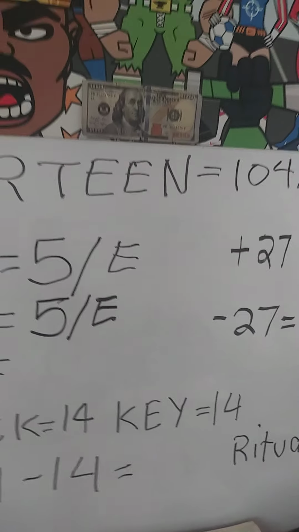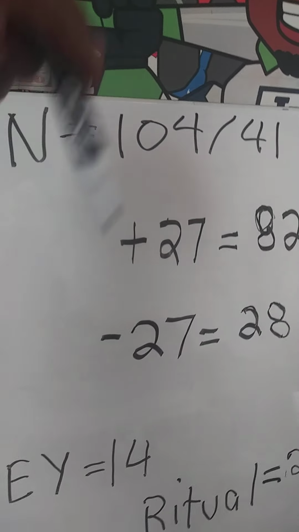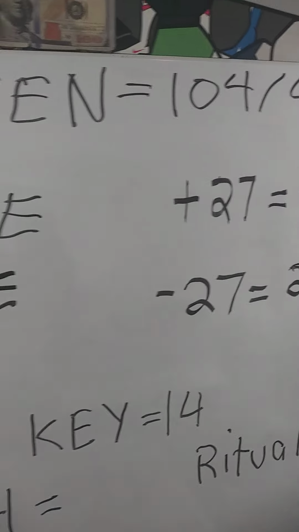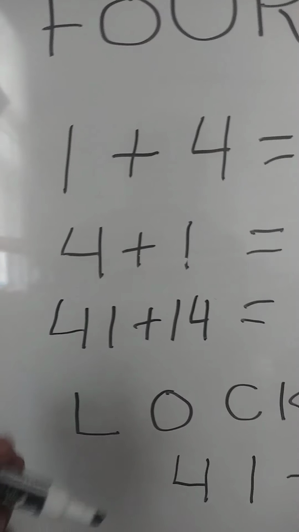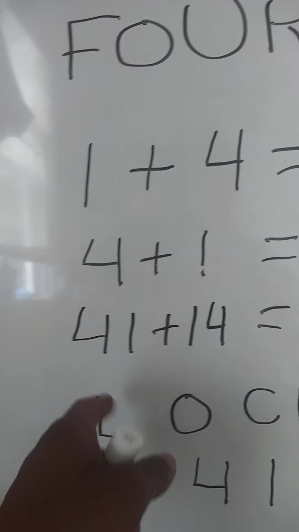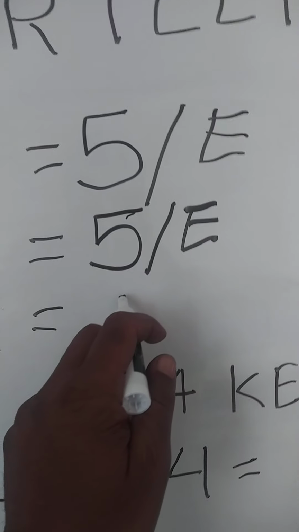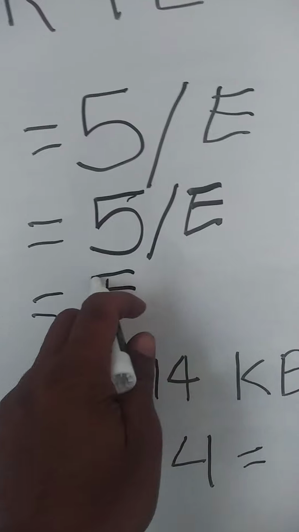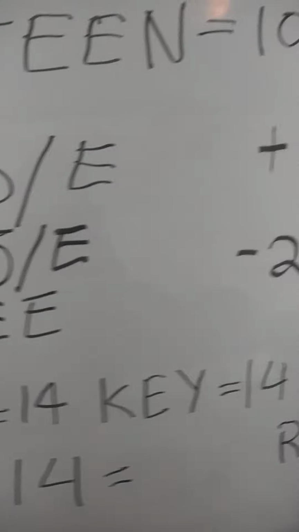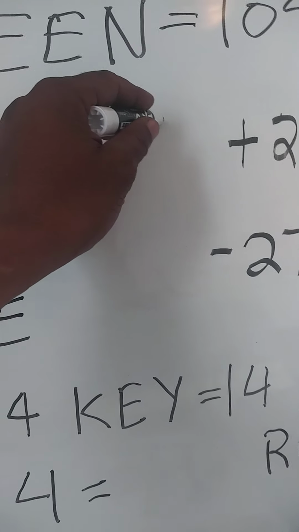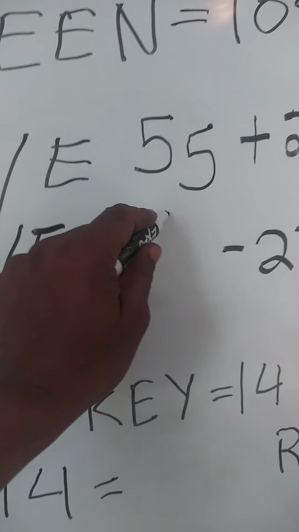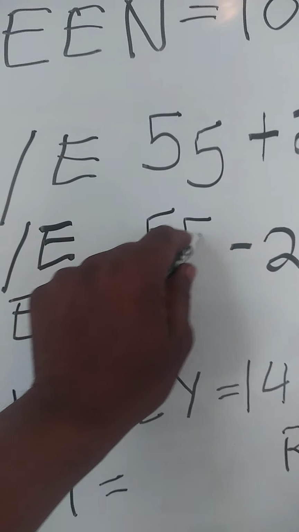55. Again, we got 104, and when reduced, we got 41. Isn't that so? So let's get it in. Since the 0 is a space marker, and we're talking about 41, the reflection of 14, 41 plus 14 is EE, or 55. Since we're dealing with the number 55 as it relates to the number 14, we're going to do it like this.